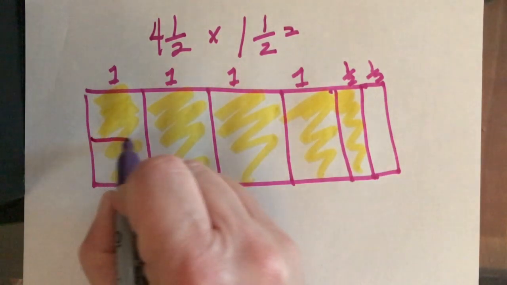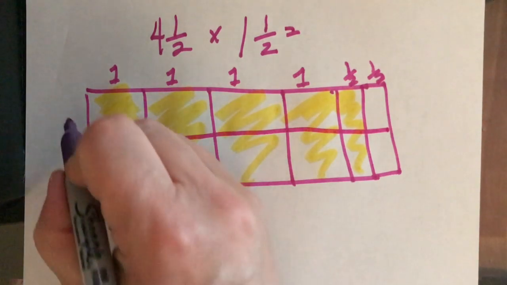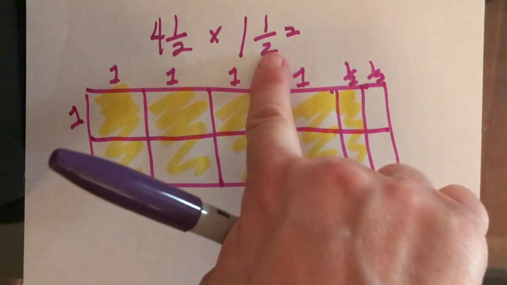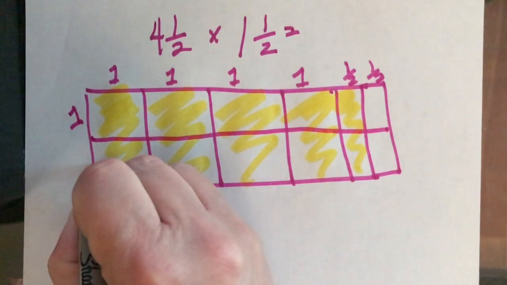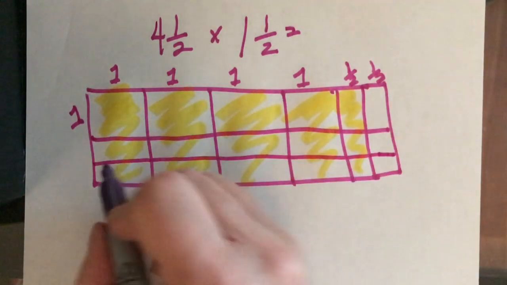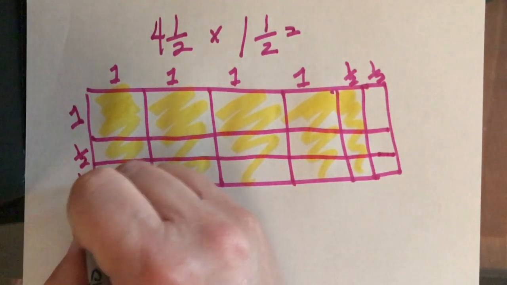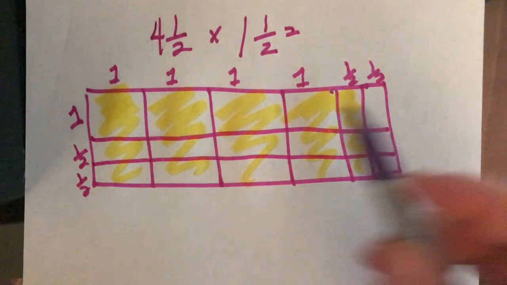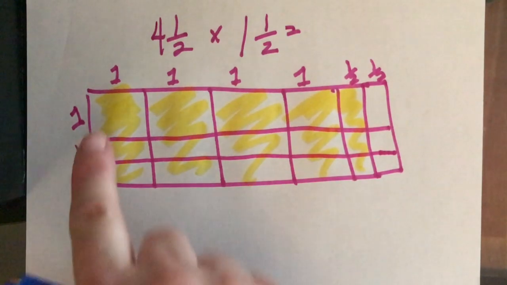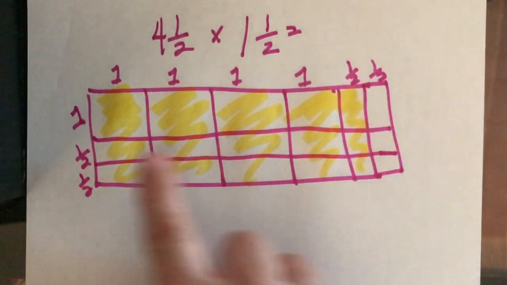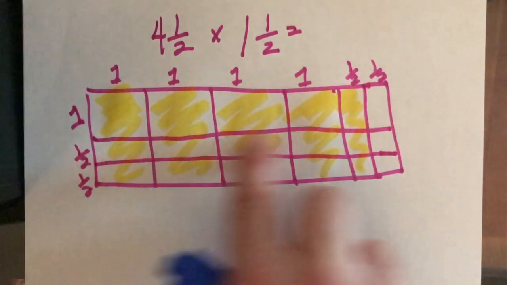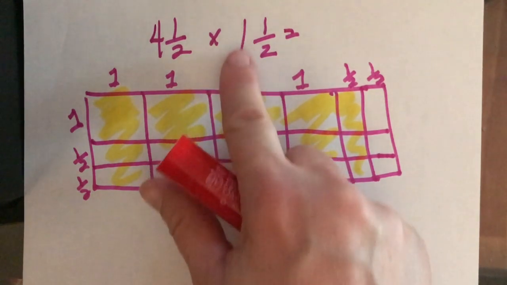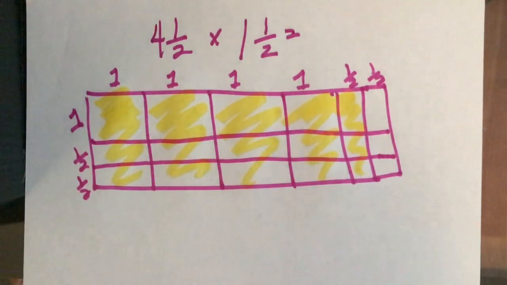I'm going to divide this into 2 sections. So this is 1 whole. Now I don't need another whole, I need a half. So I'm going to divide this bottom into 2 sections, 1/2 and 1/2. So now, if you ignore these vertical lines going across, we have 1 whole, 1/2, and another half. Now I want to color in 1 1/2 going across.